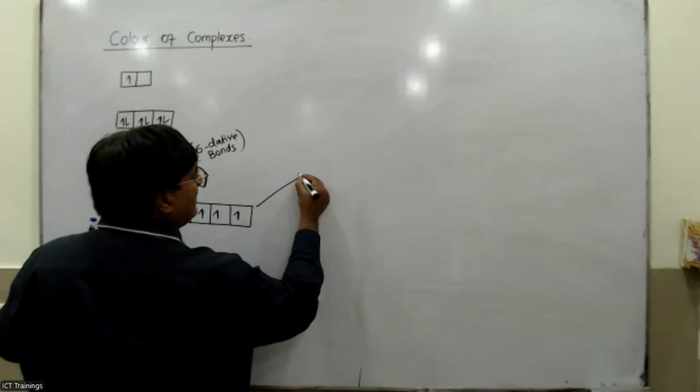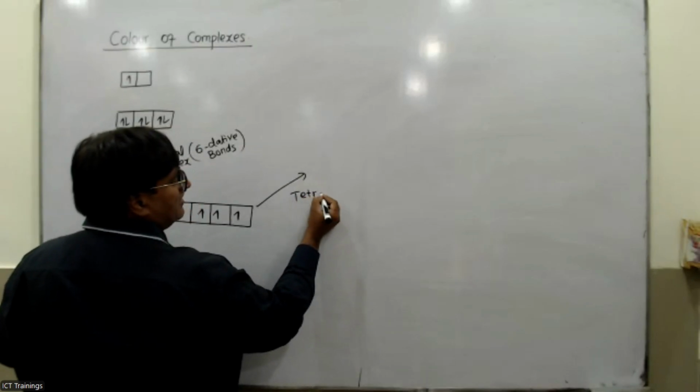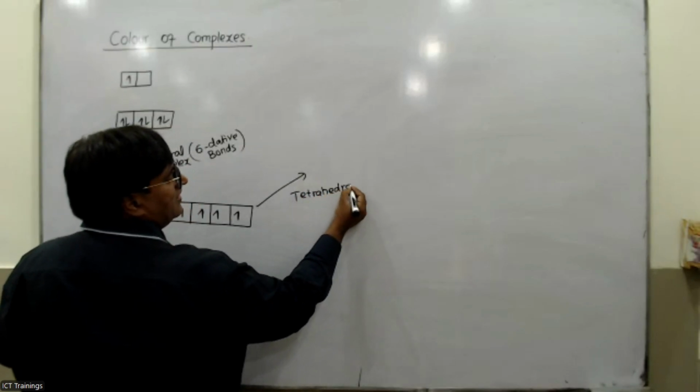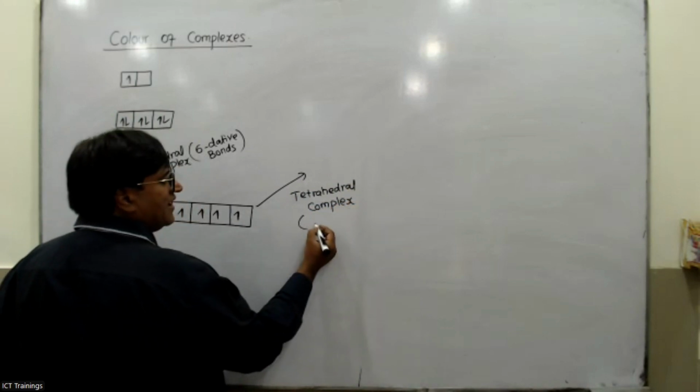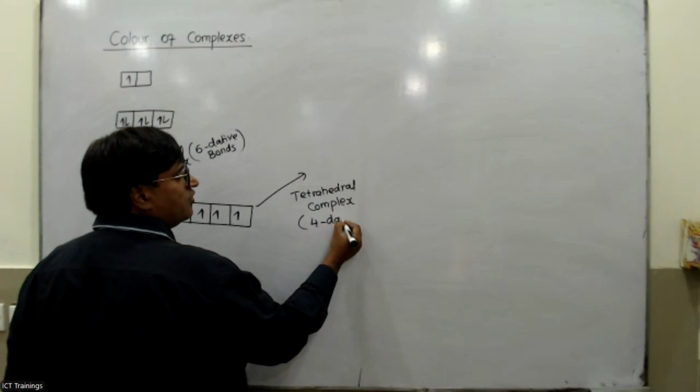But in case of tetrahedral complex, the tetrahedral complex is one in which four dative bonds are formed.